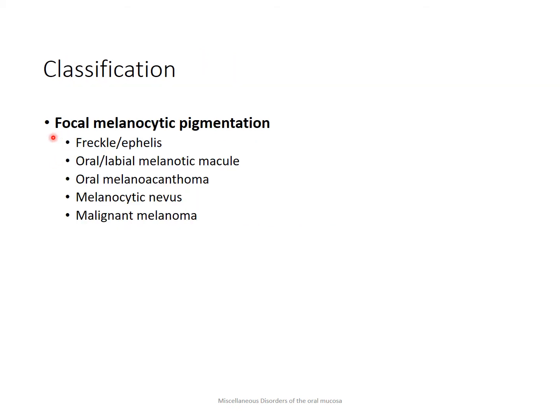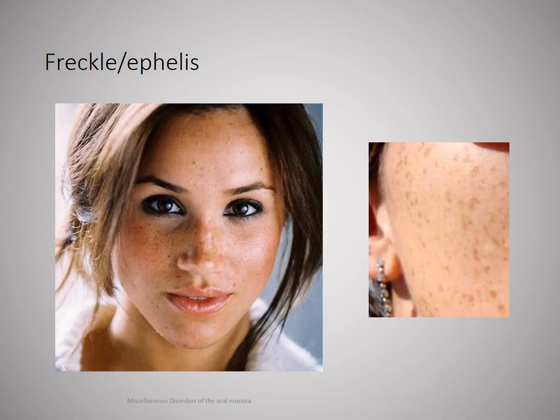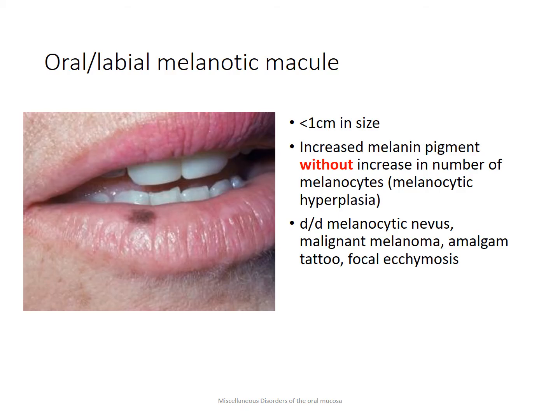Focal melanocytic pigmentations. Examples under this would be freckles or ephelis, oral or labial melanocytic macule, oral melanoacanthoma, melanocytic nevus, and malignant melanoma. Let's look at each one of these in detail. Freckles are what we see on persons who can be fair-skinned individuals, generally Caucasian or even people of mixed origin, and are mole-like and hard to get rid of. So that's what freckles are.